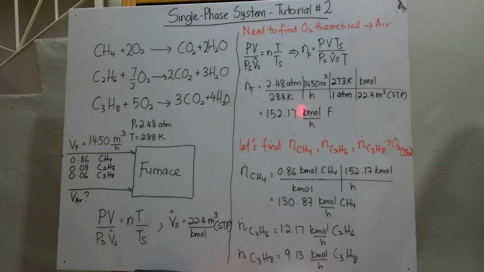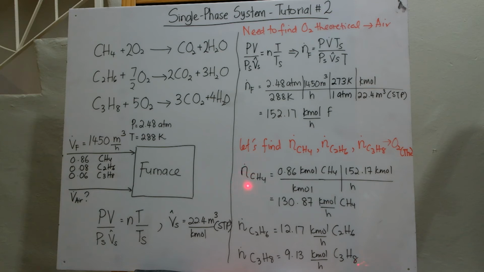Okay. This is the total molar flow rate of fuel from this. Now let's find the molar flow rate specifically for methane, specifically for ethane, and also specifically for propane, because all these values will help us find the theoretical oxygen, because theoretical oxygen later will relate to the air required for the process.